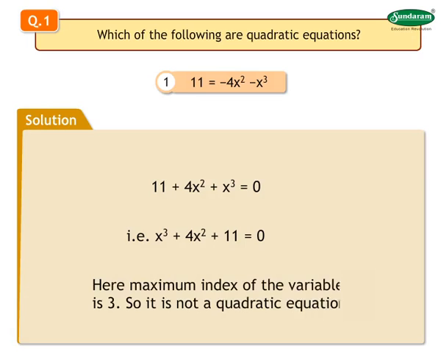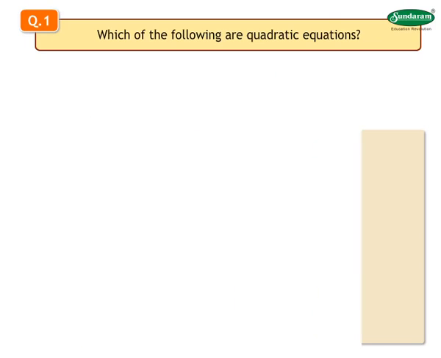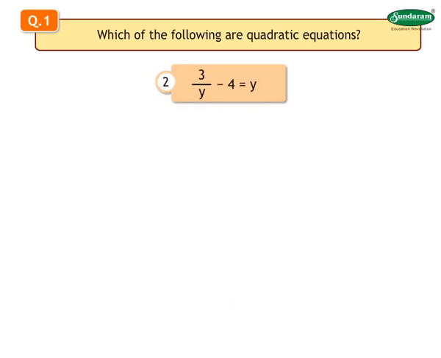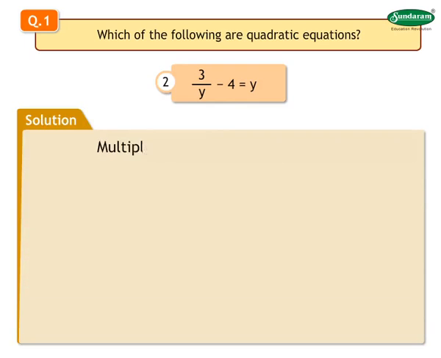Here, the maximum index of the variable x is 3. So, it is not a quadratic equation. Number 2. 3 upon y minus 4 is equal to y. Solution. Multiplying both sides by y, we get 3 minus 4y is equal to y square.